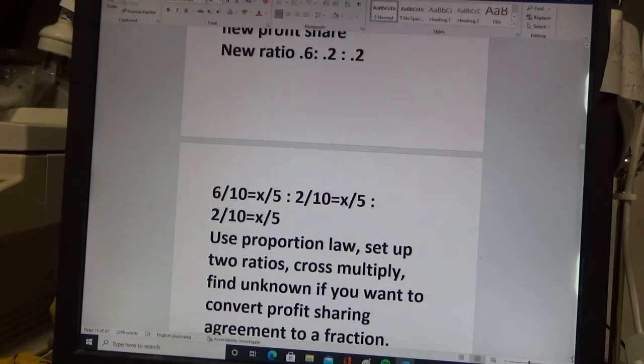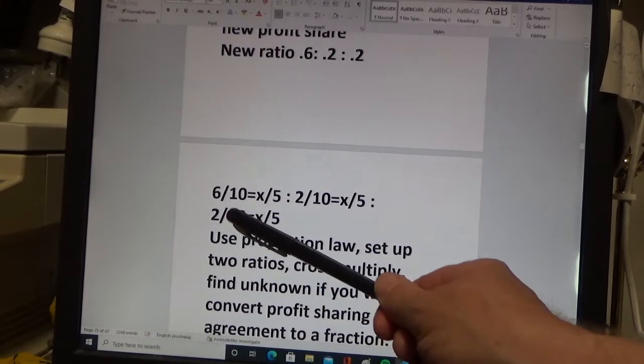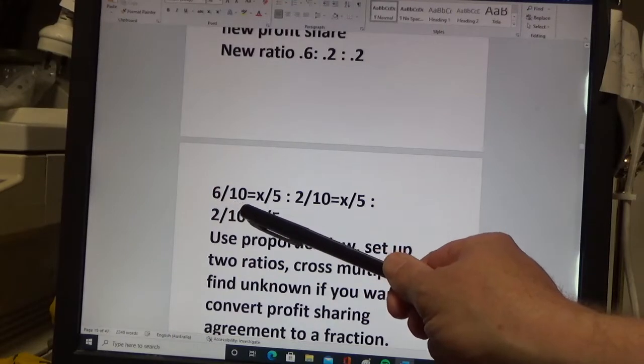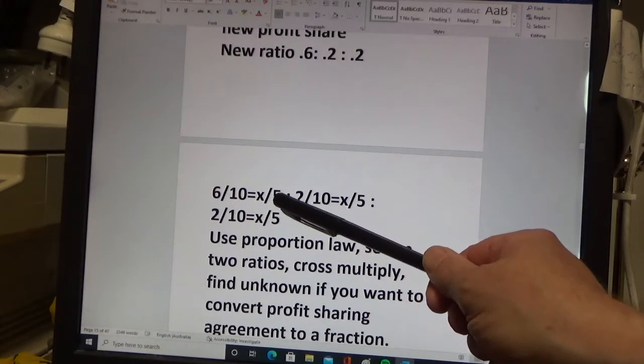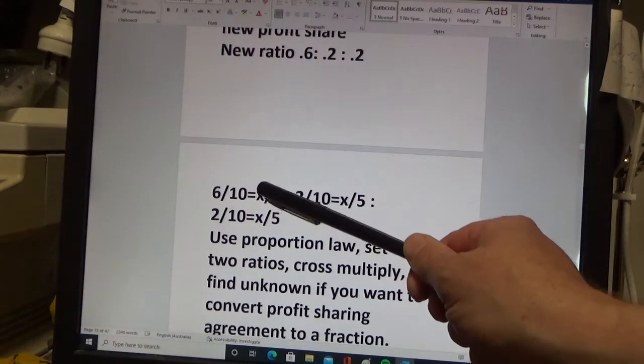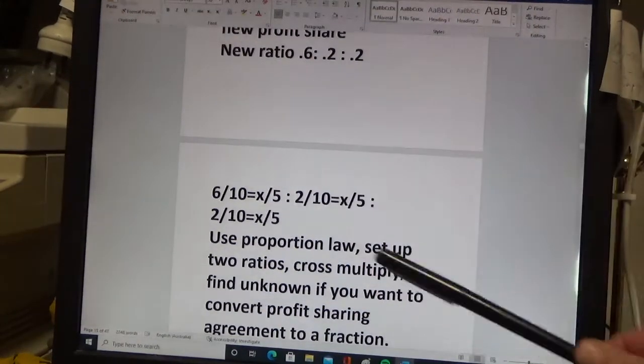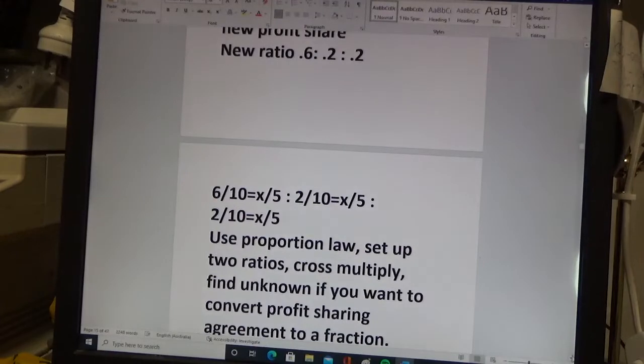So you can set this up as a fraction with the proportion law. 0.6 is 6/10 and equals, we know that the denominator is 5, we don't know the x, and then you cross multiply and solve for x. You might have come across the proportion law in maths at school. The proportion law can help you.